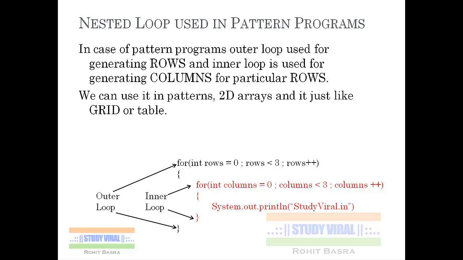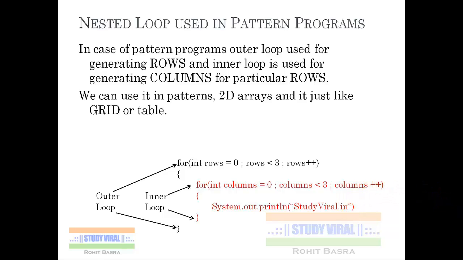Further, we can use nested loops for pattern programs where we have to print patterns such as 1, then 1 1, then 1 2, and pyramid shapes, triangular shapes, or squares and rectangles. There are a number of pattern programs available. We can also use nested for loops with 2D arrays. If we use a simple for loop or any loop for a 1D array, we can use a 2D array with nested for loops. It's just like a grid or table structure where we can play with the values or positions of that particular array. So this is the simple introduction to nested loops.